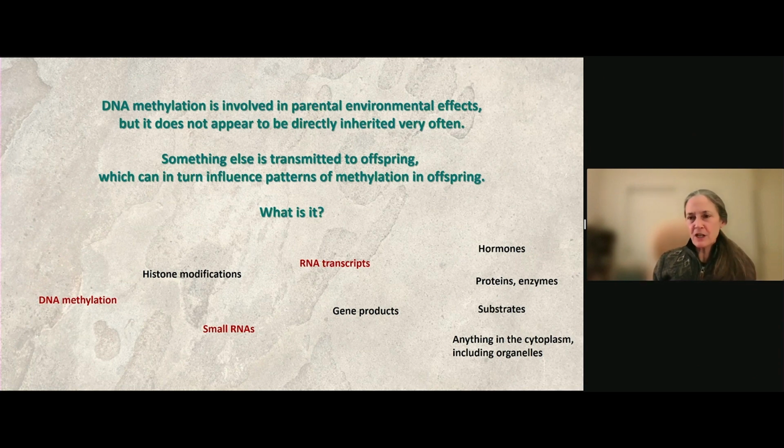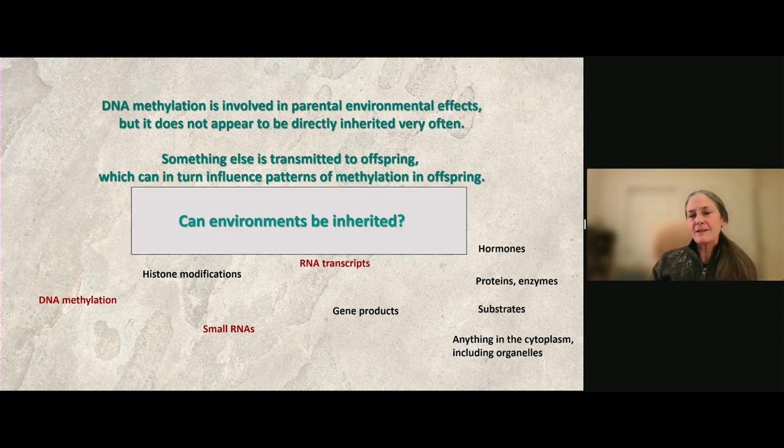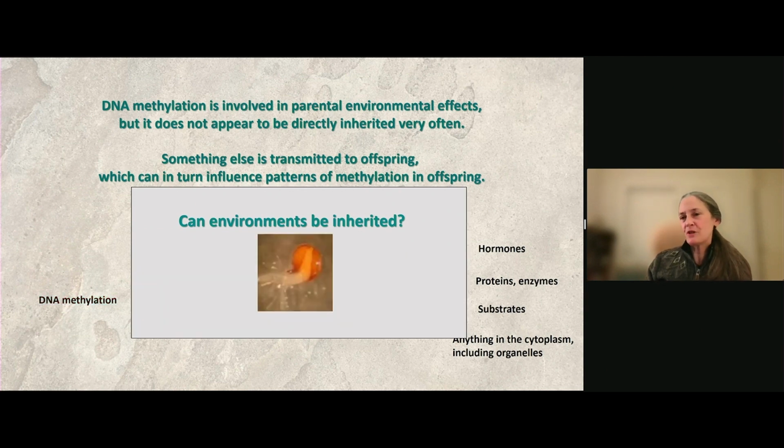And at this point, I just want to toss out one other thing that might be inherited from parents to offspring, and that is the environment. Perhaps it's not the epigenetic changes themselves that are being inherited. Perhaps it's the environment that induces or reinduces those epigenetic changes that is responsible for the perpetuation of epigenetic changes across multiple generations. So we're continuing to explore that idea.